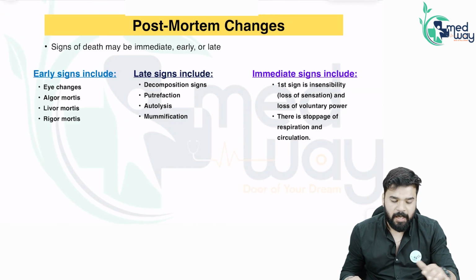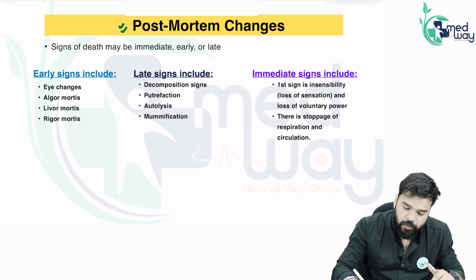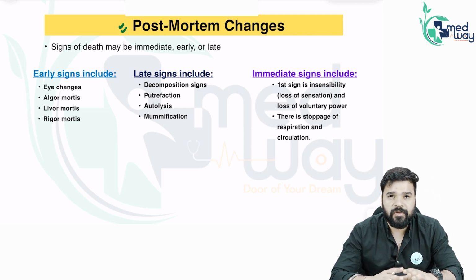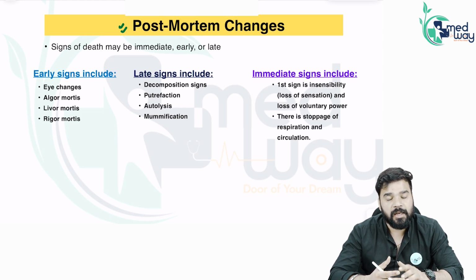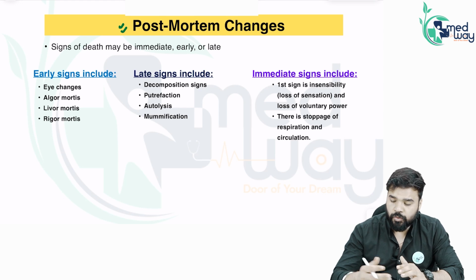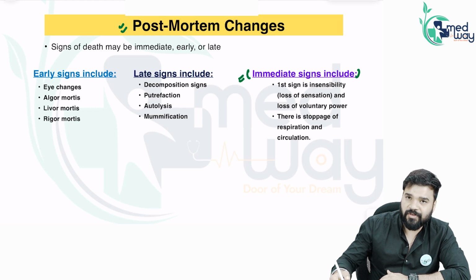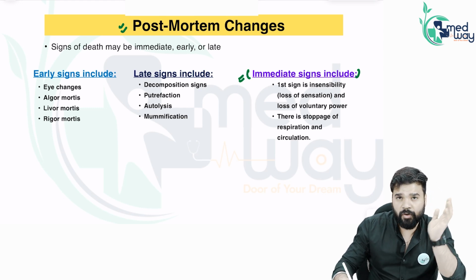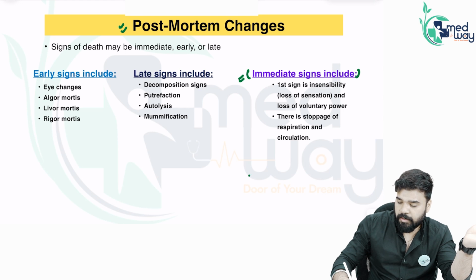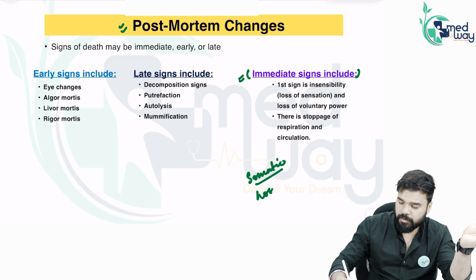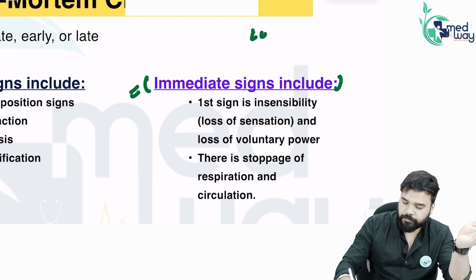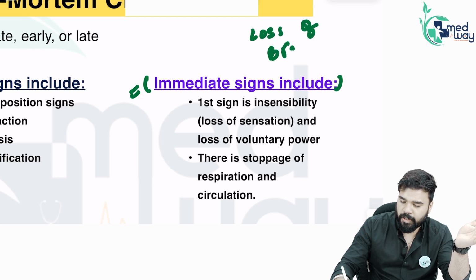Okay, moving forward. Now we need to learn about what are the changes which occur in a body after death. Okay, so there are immediate changes, there are early changes, and there are late changes. So what are the immediate changes which occur just after death? First will be, as we have already studied, in somatic death there will be loss of brain function.